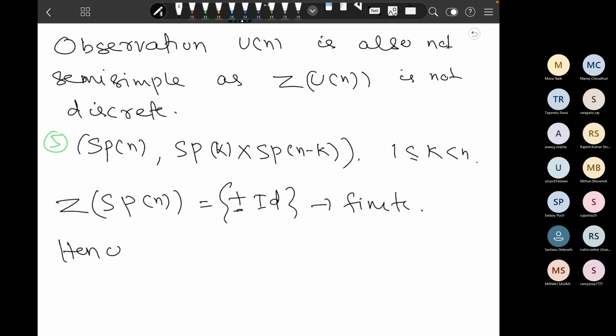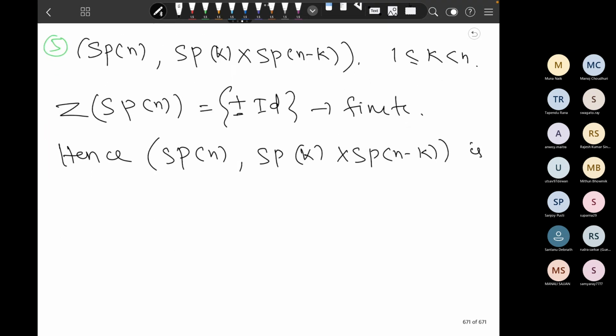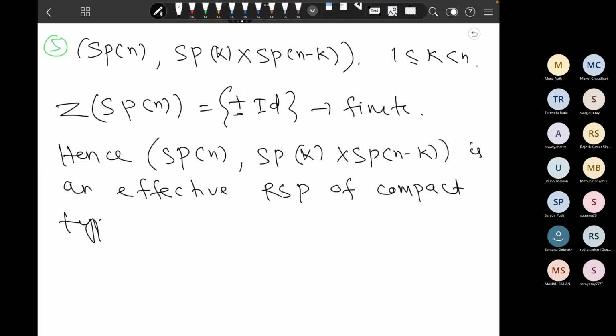Hence, this SPK cross SPN minus K is an effective Riemannian symmetric pair of compact type. And this GKHN is the quaternion Grassmannian of K planes in the HN. The GKHN is a Riemannian symmetric space of compact type.